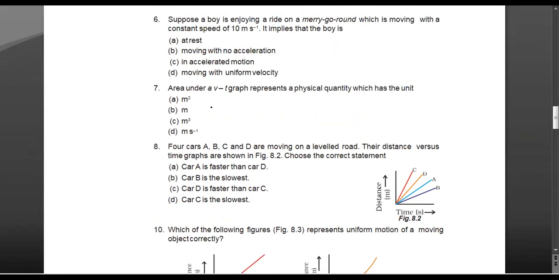Here is question number 6. Tell me, suppose a boy is enjoying a ride on a merry-go-round, which is moving with a constant velocity of 10 meter per second. It implies that the boy is at rest, moving with no acceleration, in accelerated motion, or moving with uniform velocity.